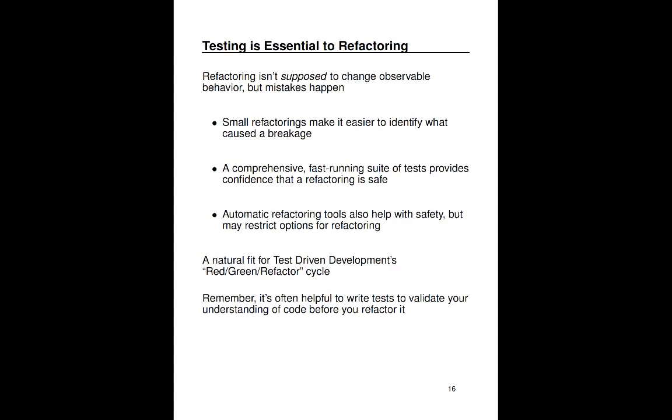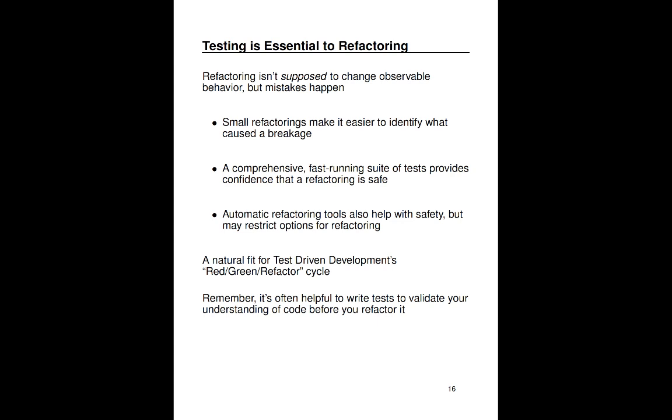Now remember that refactoring isn't supposed to change the external behavior of your software, but sometimes it does. Usually it doesn't compile anymore, or there's a piece of code that you've inadvertently deleted. And this is why it's good to work in small batches. You make these small little changes, and then it's easier to identify what caused a breakage. And of course, identifying the breakage is made easy when you have a fast-running suite of comprehensive tests. It gives you that feedback, and then allows you to refactor with confidence.